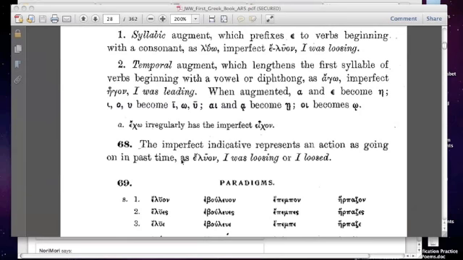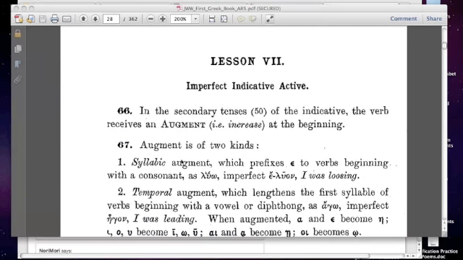I didn't want to let you go without at least a few additional comments following on from our discussion yesterday towards the end of class about the Greek verb system. So yesterday we had basically an overview of the ancient Greek way of looking at verbs.